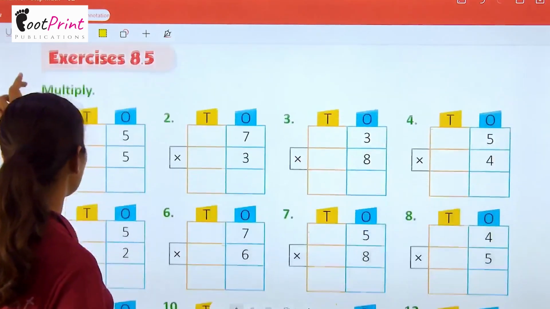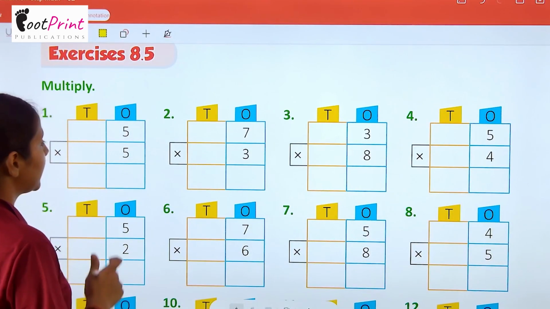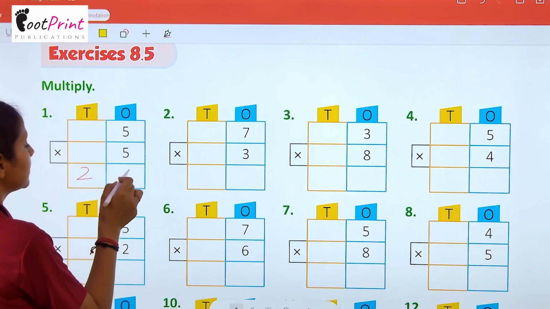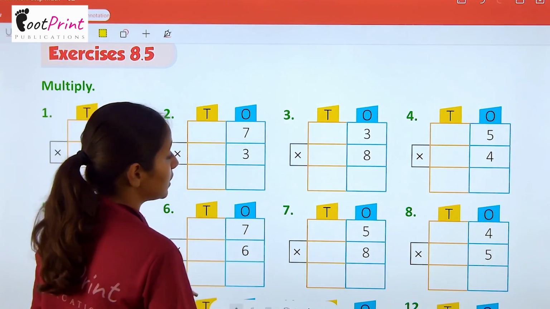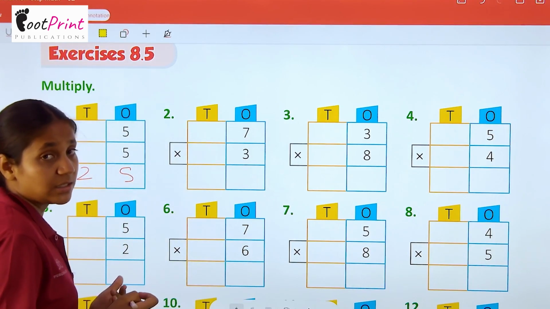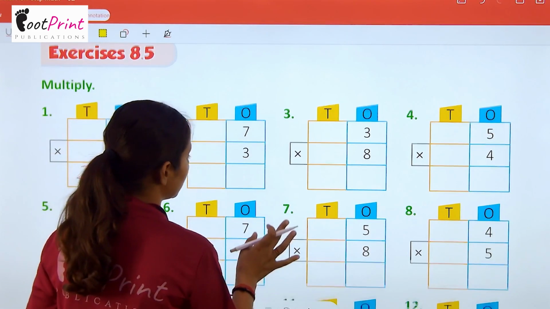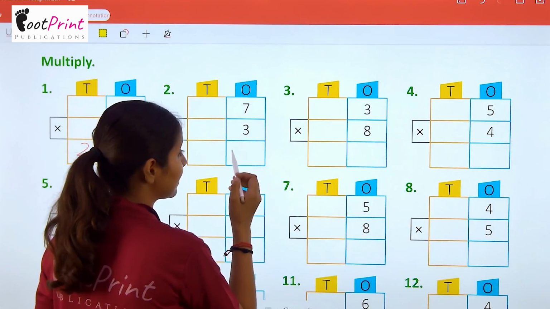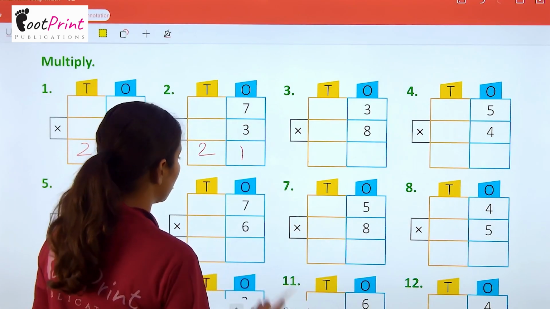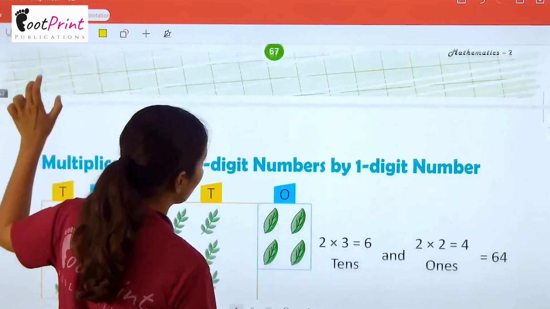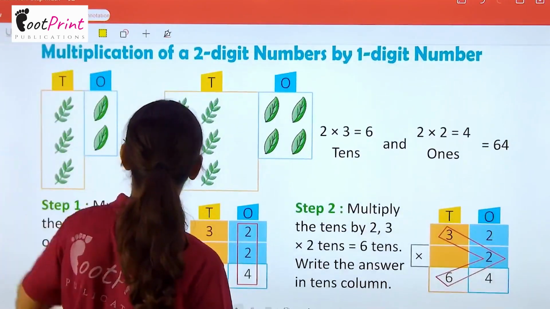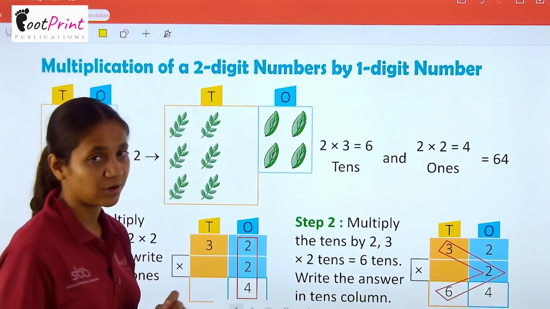Okay, now we have exercise 8.5. Multiply 5 multiplied by 5, that is 25. 7 multiplied by 3, that is 7 times 3. That means read the table 3 times of 7. So 7 1s are 7, 7 2s are 14, 7 3s are 21. Okay. Similarly, the rest of the parts of this question you have to do by yourself. You have to do this exercise, rest of the parts by yourself.